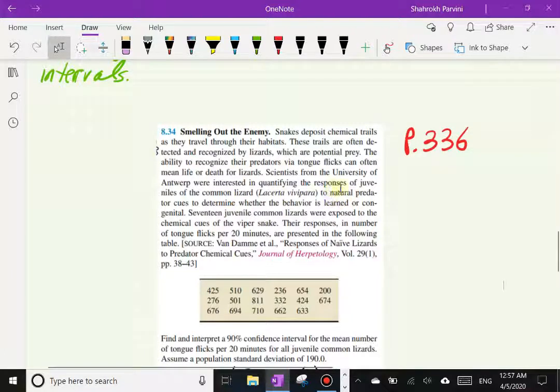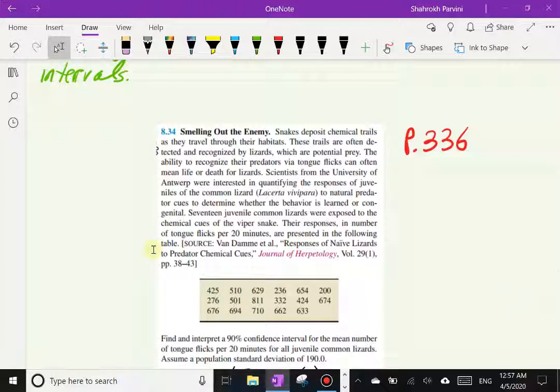And they observed the response of these lizards to natural predator cues to determine whether behavior is learned or congenital. 17 juvenile common lizards were exposed to the chemical cues of the viper snake. The responses in number of tongue flicks per 20 minutes are presented in the following table. Remember, the tongue flicks per 20 minutes, that means each time they stick their tongue out of their mouth. That is a tongue flick.